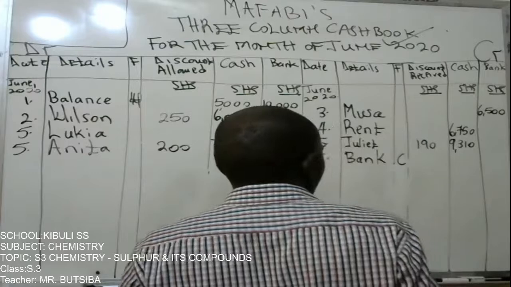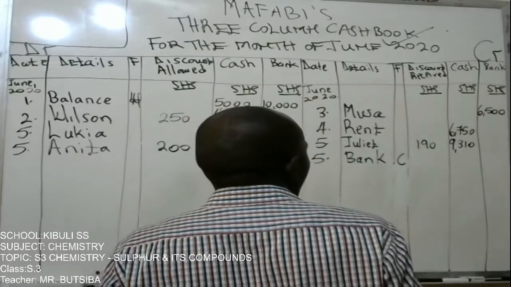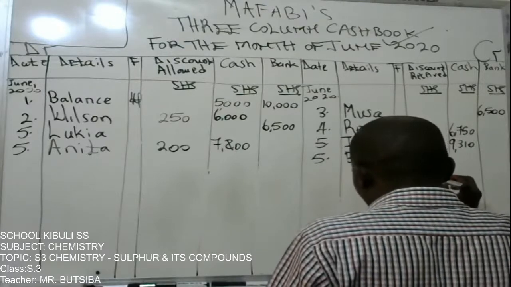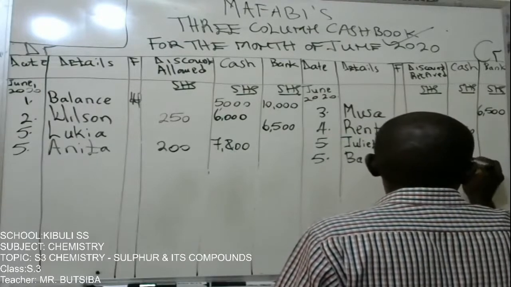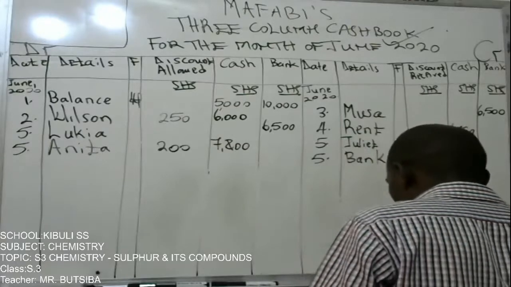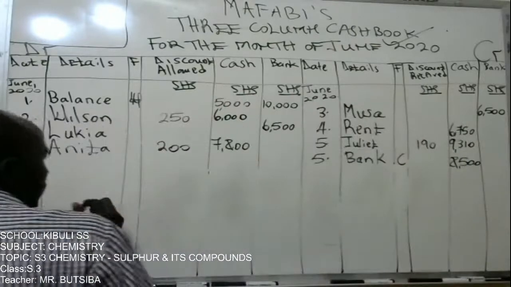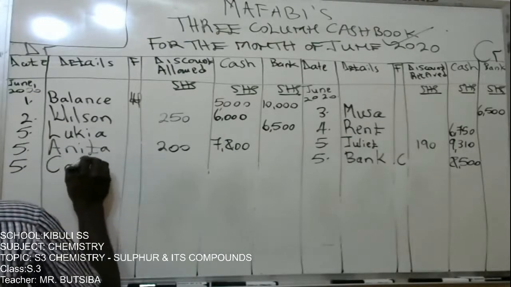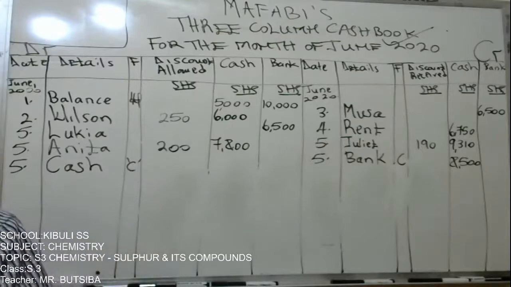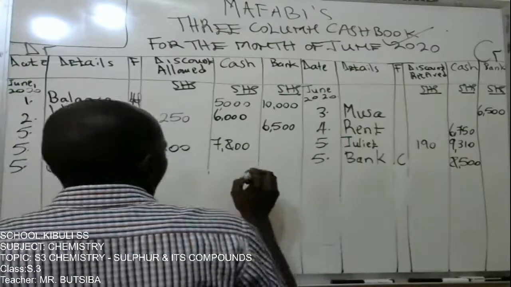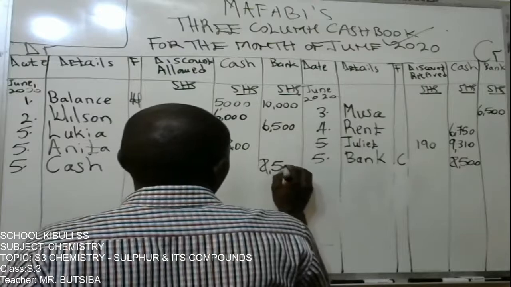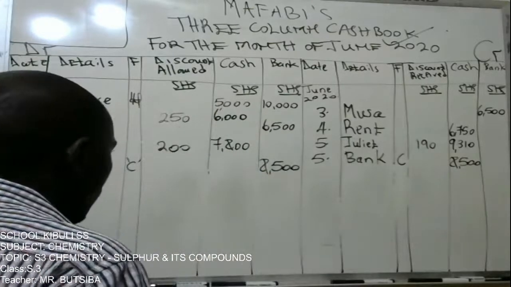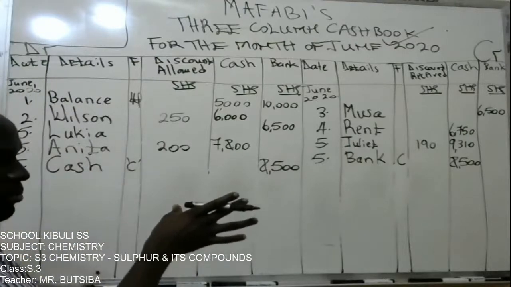You put a contra entry sign in the folio column and then you record the amount, which is 8,500. Do the same on the opposite side and show that bank is gaining. Bank is gaining from cash, contra entry sign in the folio column. How much amount? 8,500 shillings.